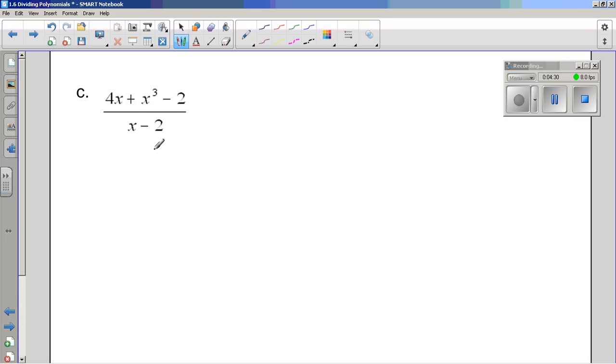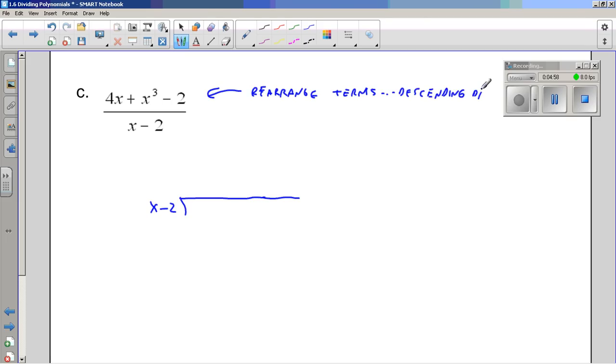Yeah, weird. See? I can see that I'm dividing by x minus 2, and that's not weird. But if I were to write this down like this, it messes up my pattern, right? I've got to rearrange terms into descending degree. What does that mean? That means the x cubed's got to go first, then the x squared, and then the x and the minus 2.